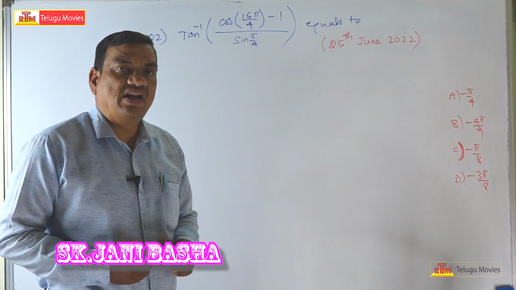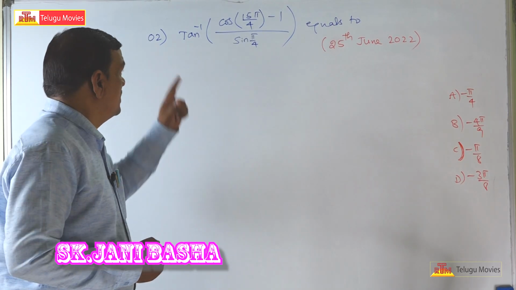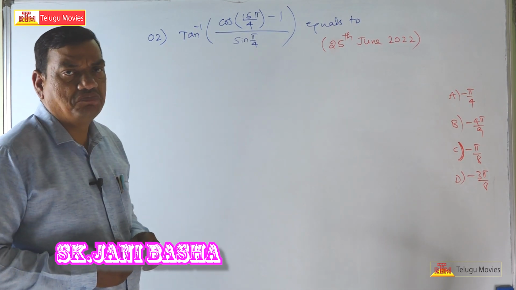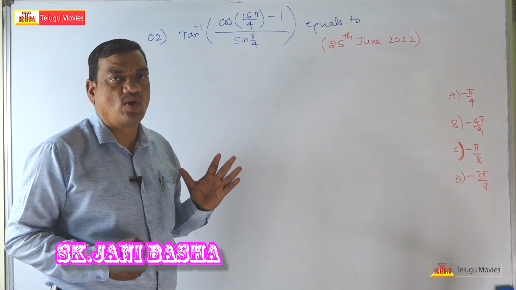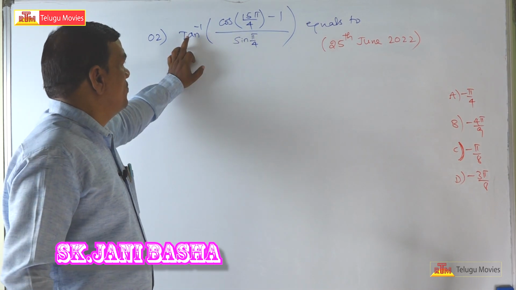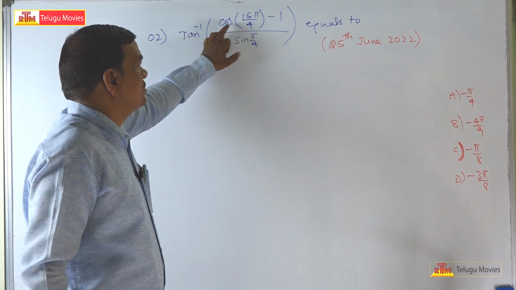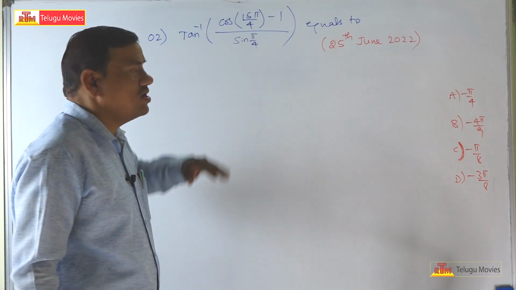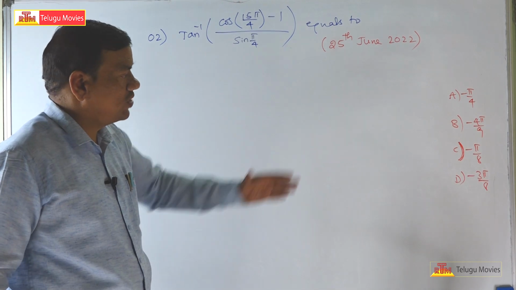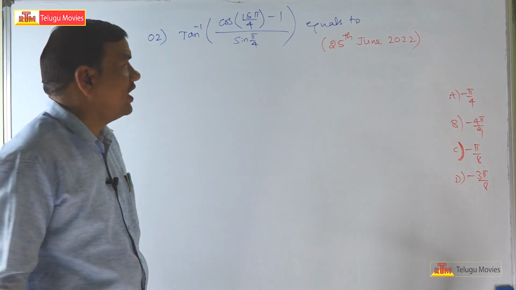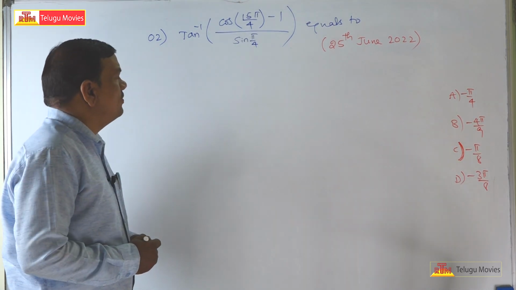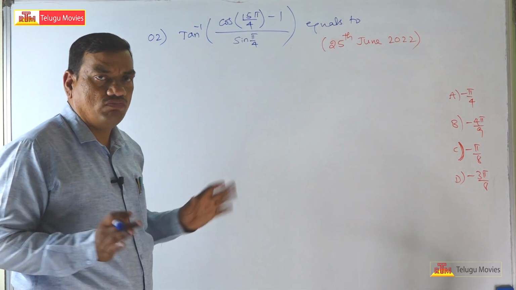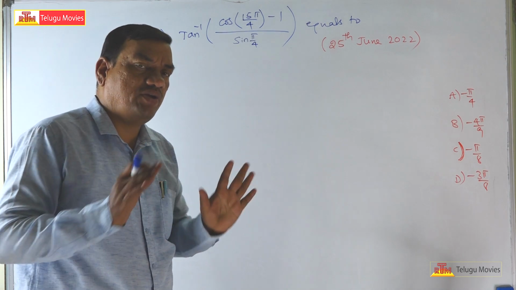Dear students, welcome to the second problem. The second problem is from inverse trigonometric functions. It is a very easy problem. Find tan inverse of (cos of 15 pi upon 4 minus 1) whole upon sin pi by 4. Options are also available. First of all, the value of sin pi by 4 we know, everybody knows, it is 1 by root 2.